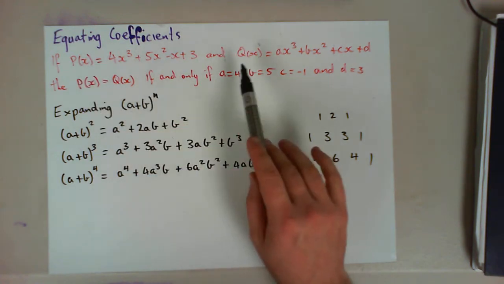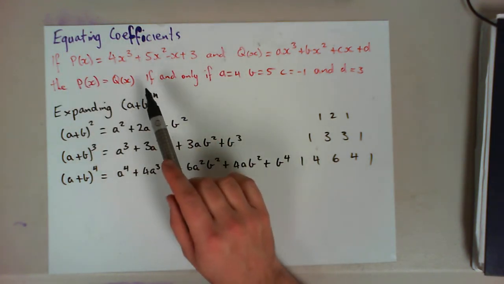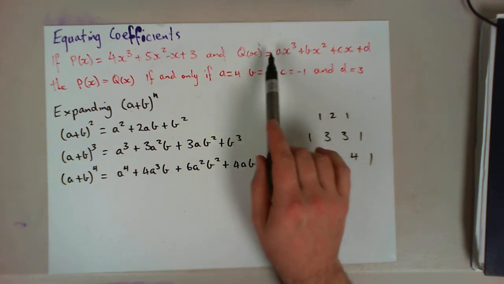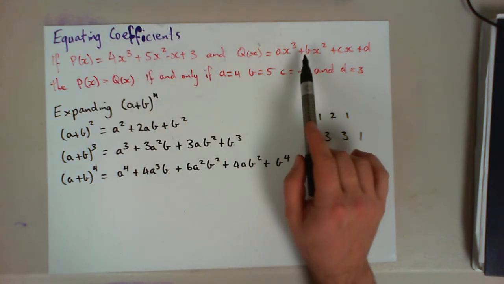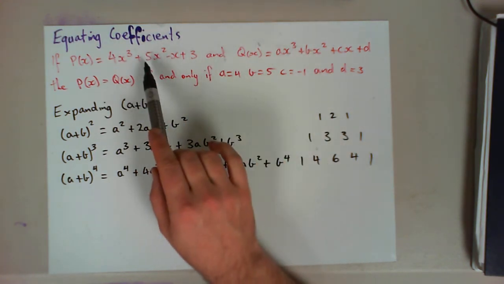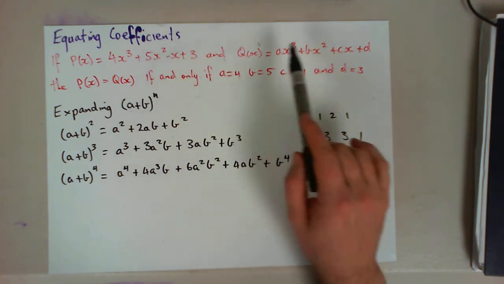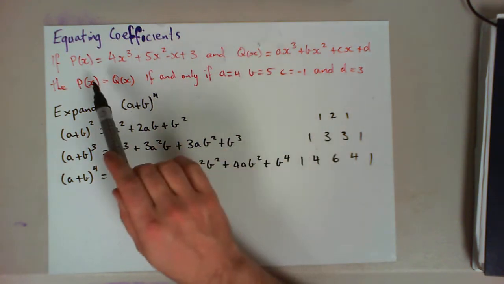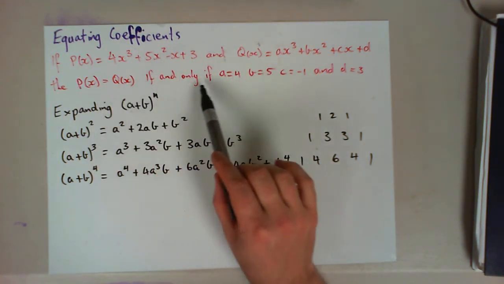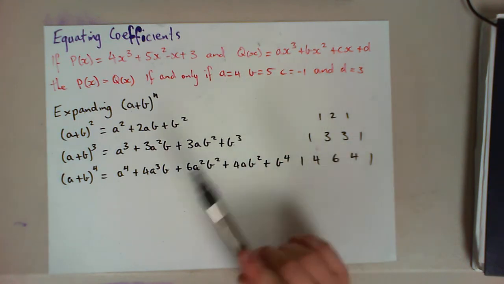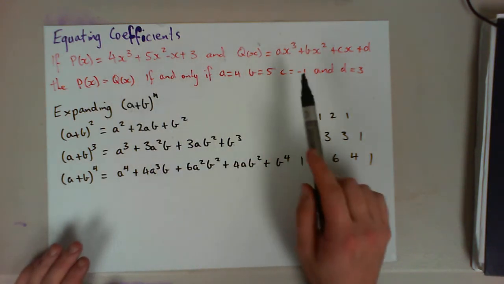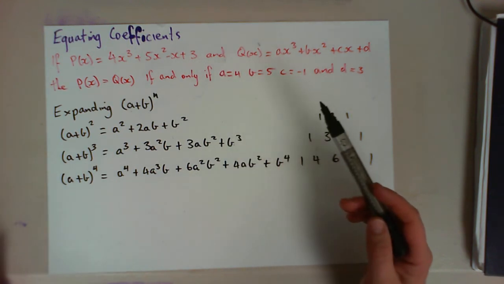Well, the only way these two things are equal is if and only if a, the coefficient of x cubed, has to equal 4, and b, the coefficient of x squared, has to equal 5, c has to equal -1, and d has to equal 3. So all of those things have to be equal for those to be equal. And that's why we've got this technical language of if and only if all these things happen. It's not going to come up too often, but it's just something to be mindful of, and it makes sense. Two things can't be equal if they don't look the same.